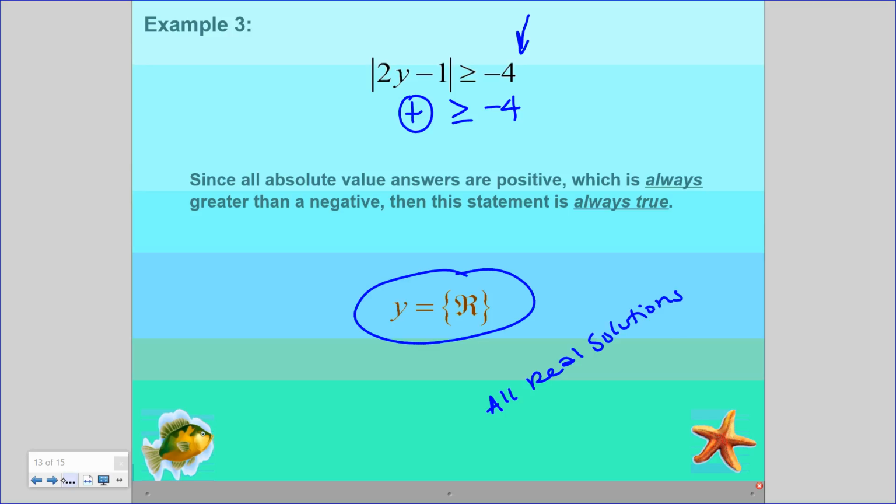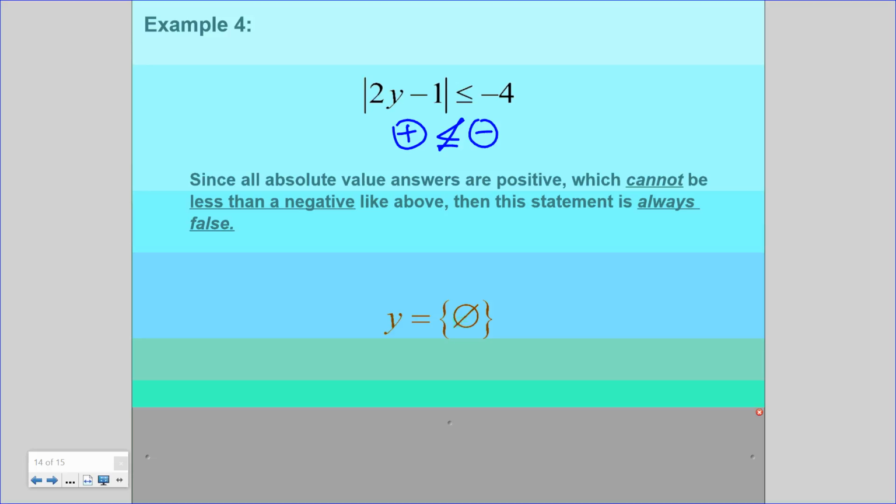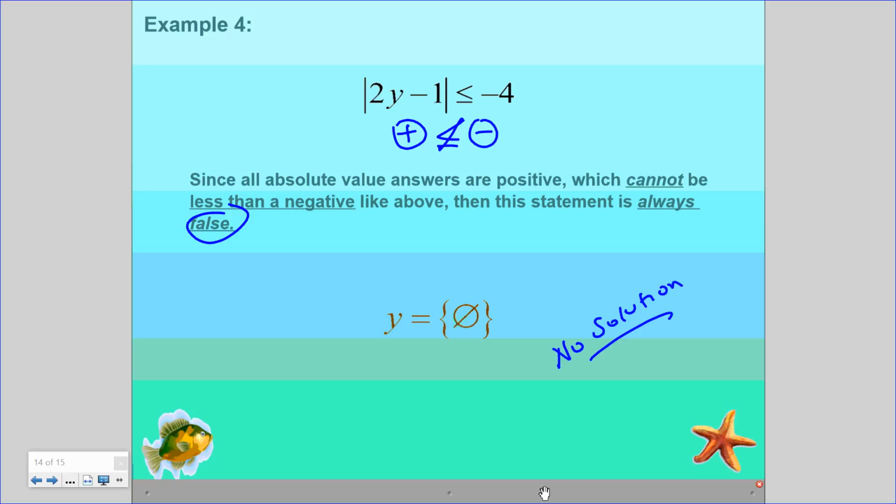And naturally, the opposite of this occurs if you've got an absolute value set less than or equal to a negative. Here we've got a positive. We know an absolute value is always positive, set less than or equal to a negative. Well, a positive is never less than a negative. So this is an example of a false statement, meaning no solution. There's no solution for y that would ever make this inequality true.